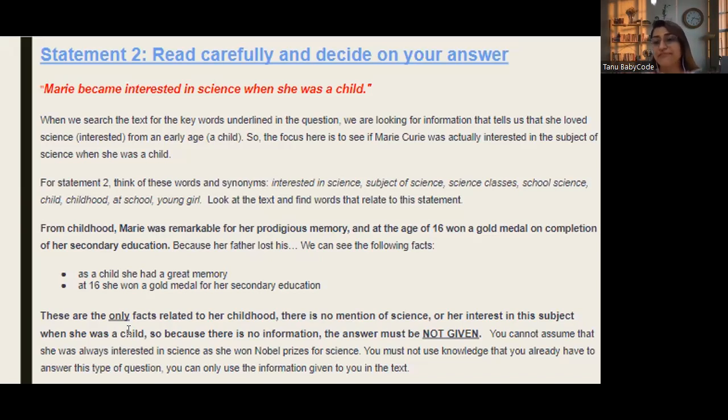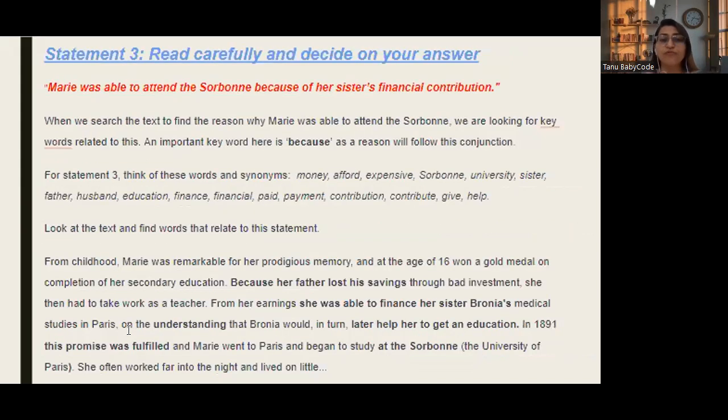So because we do not have any information that she was interested in science during her childhood, the answer must be not given, right? You can assume that she was interested in science as she won a Nobel Prize, but you must not use any knowledge that you already have to answer these types of questions. You can only use information which is there in the text. You cannot apply your own knowledge here. No assumptions here.